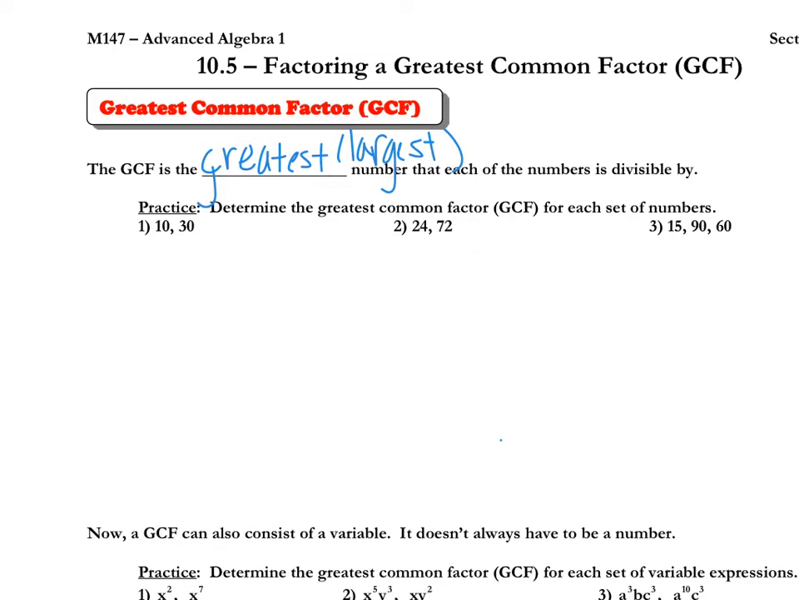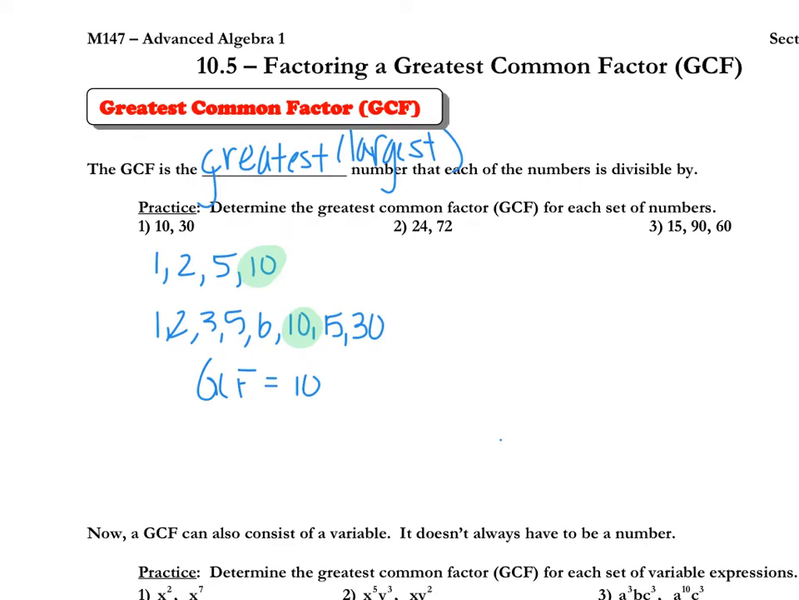So if we look at number 1, we need to figure out the biggest factor that 10 and 30 share in common. Now, some of you are going to be able to do this quickly. Some of us are going to need to write out the factors, and that's quite all right. So the factors of 10 are the following, and then the factors of 30. Okay, and then we look to see which one is the greatest common factor. And as you can see, the 10 is the largest factor that these two numbers share in common. So then the GCF would equal 10.